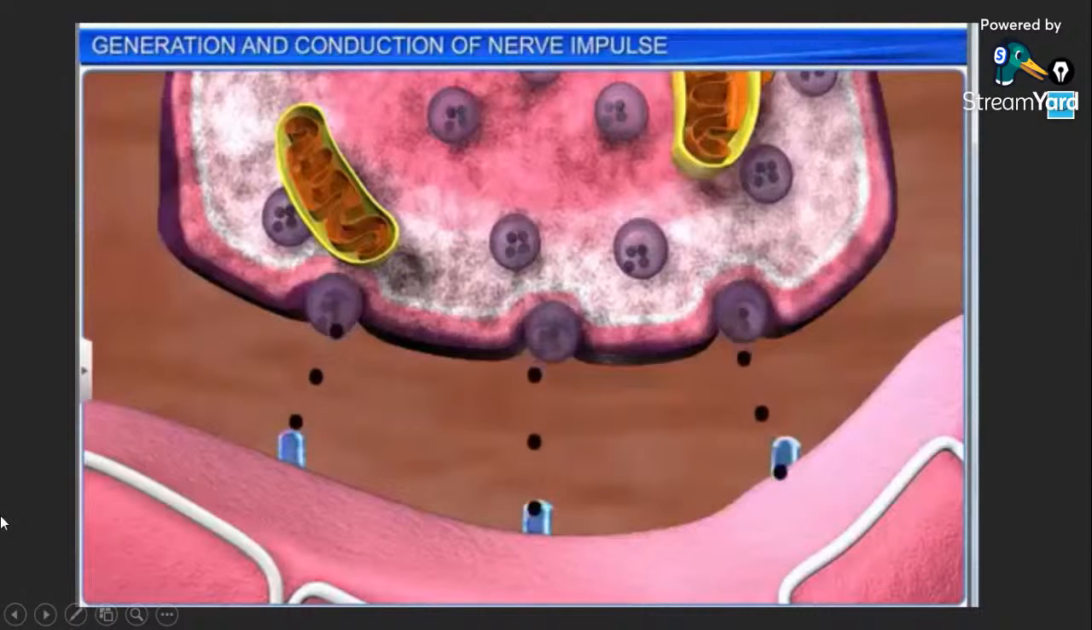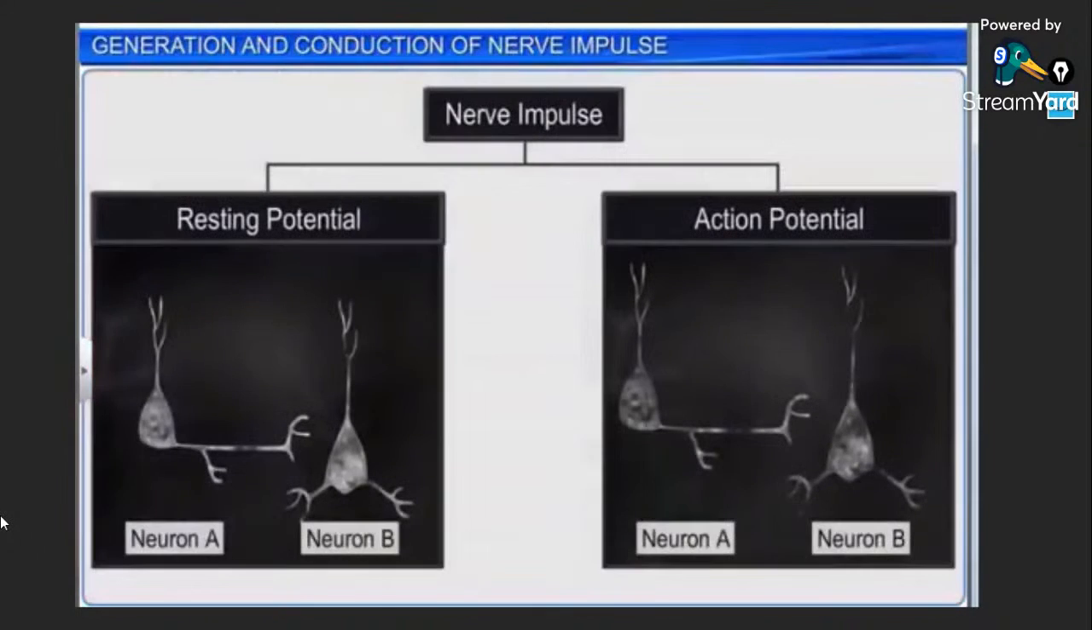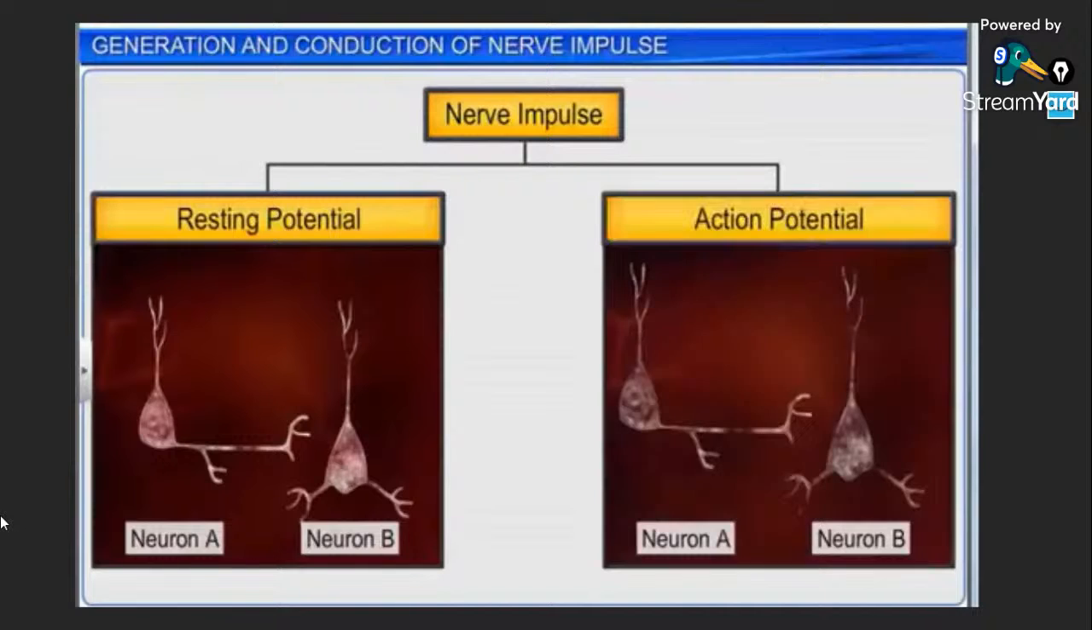The nerve impulse is the sum of mechanical, chemical, and electrical disturbances created by a stimulus in a neuron. The conduction of the nerve impulse can be divided into two main phases: the resting membrane potential and action membrane potential.